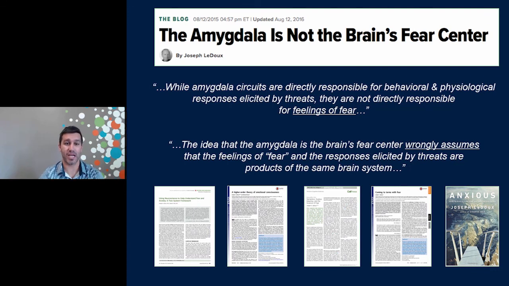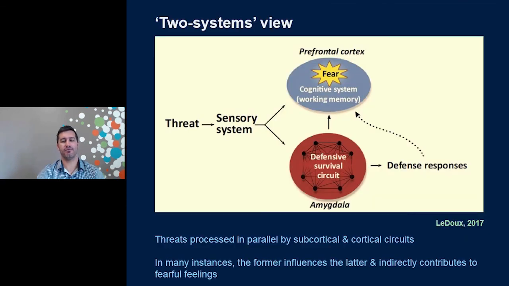While amygdala circuits are directly responsible for behavioural and physiological responses to threats, they are not directly responsible for feelings of fear. The idea that the amygdala is the brain's fear centre wrongly assumes that feelings of fear and the responses elicited by threats are produced by the same brain system. So he proposes that we adopt a two systems view of fear and anxiety in terms of the brain, and that threats are processed in parallel by subcortical systems, including amygdala circuits, and also cortical circuits. And while in many instances the former influences the latter, it's not always the case.